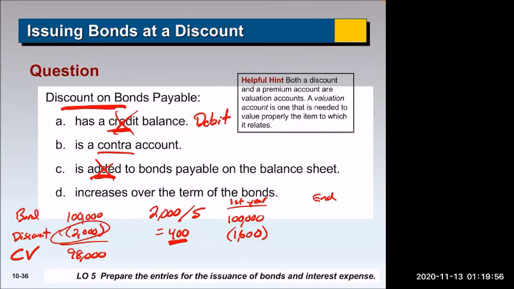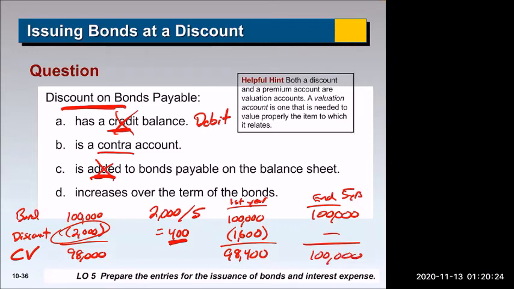Okay, this becomes additional interest expense, but I'm going to spread it out over 5 years. Think of the matching principle and all of that. I'm going to spread it out over 5 years. And so each year, I'll show you the journal entry too, just for fun. So now my carrying value is 98,400. At the end of 5 years, I would have no discount left, and I would have a carrying value of $100,000. So that's going to change every year.